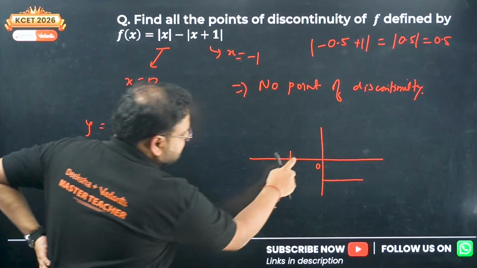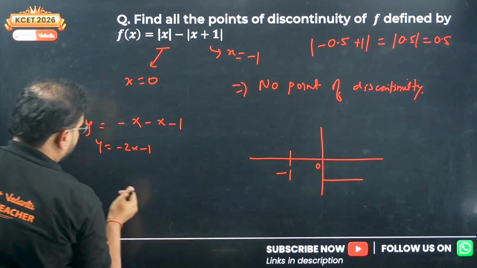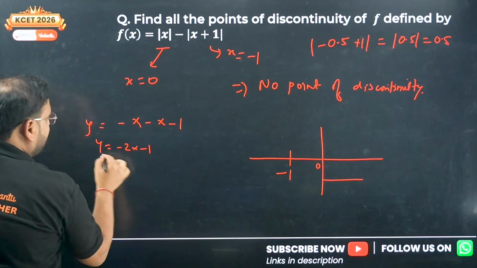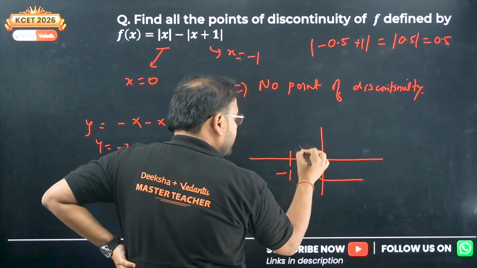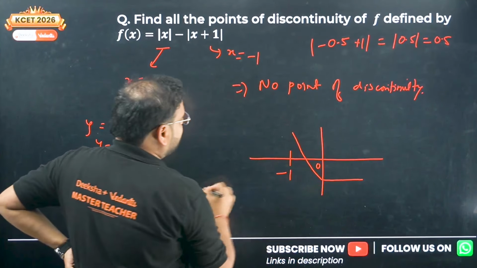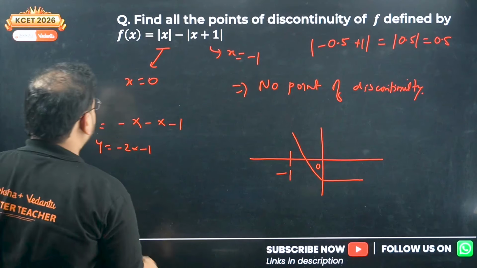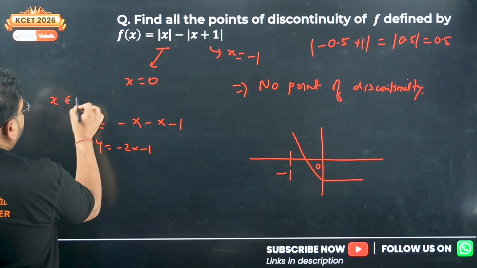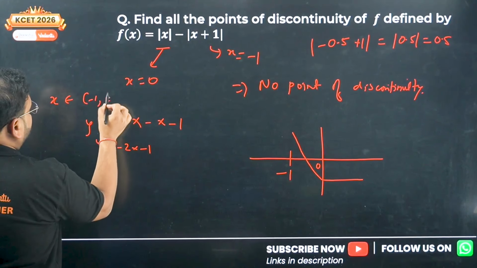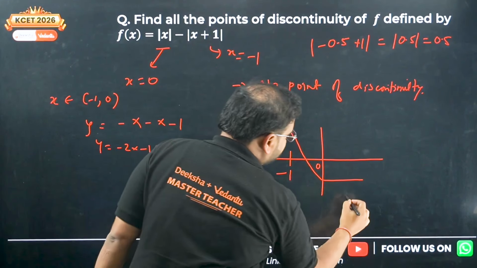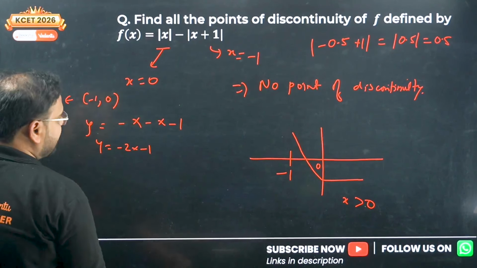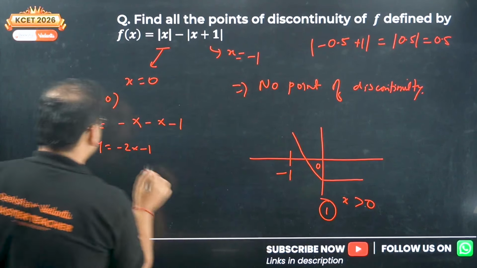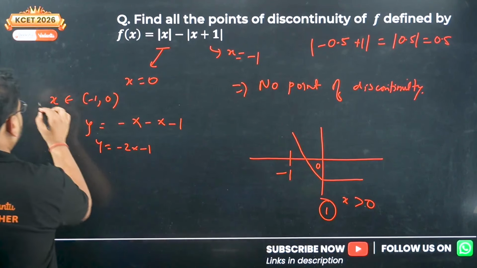So this will touch the x-axis at 0, you move on this side, it will become 1 by 2, minus 1 by 2. Okay, so this will go like this, and on the left side of minus 1, this is when x belongs to minus 1 to 0. And this particular is when x is more than 0, and this is case 1 over here. This here is your case 2, and check the case 3, when x is less than minus 1.